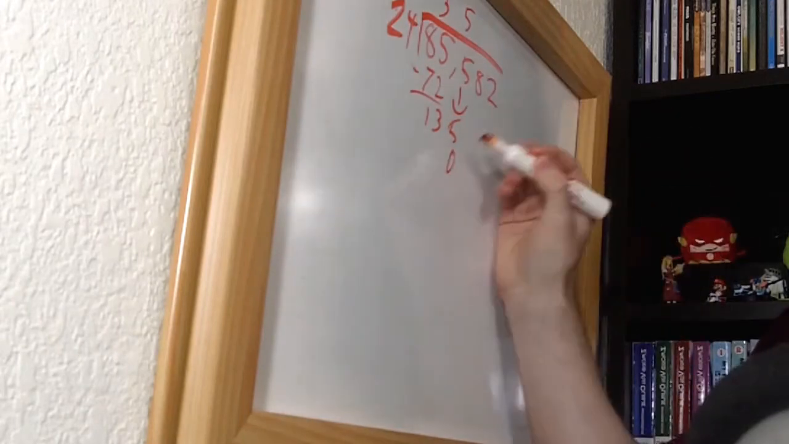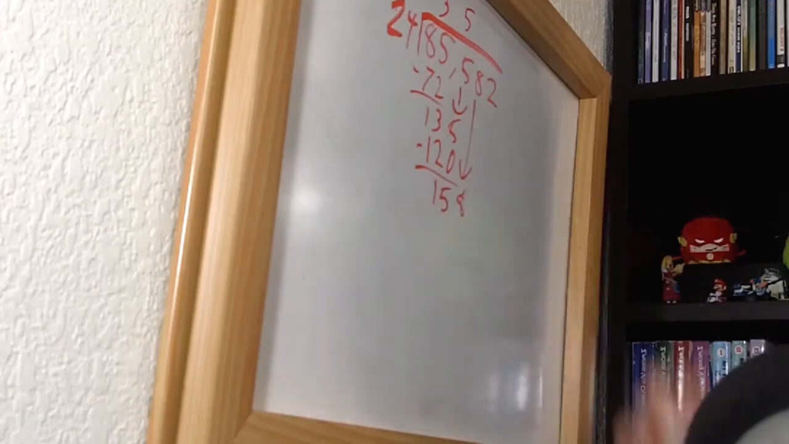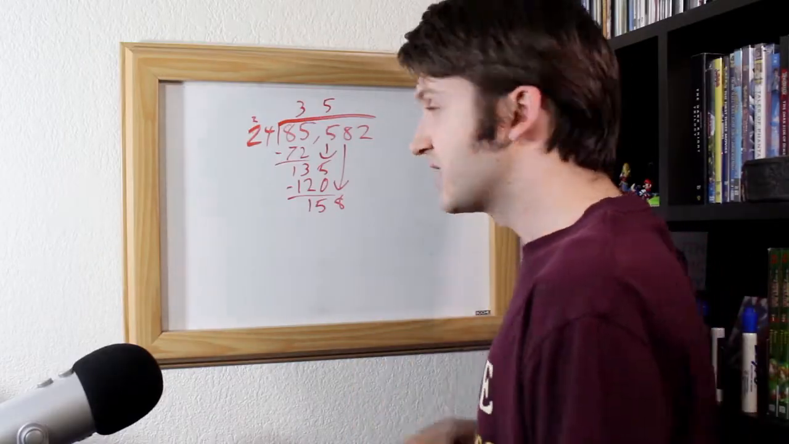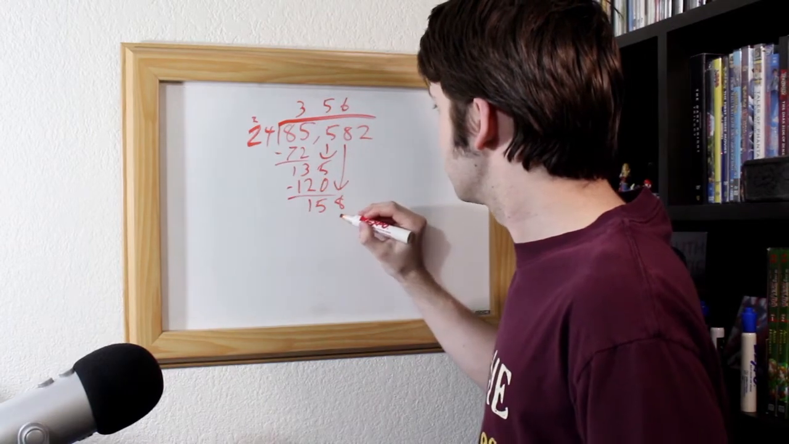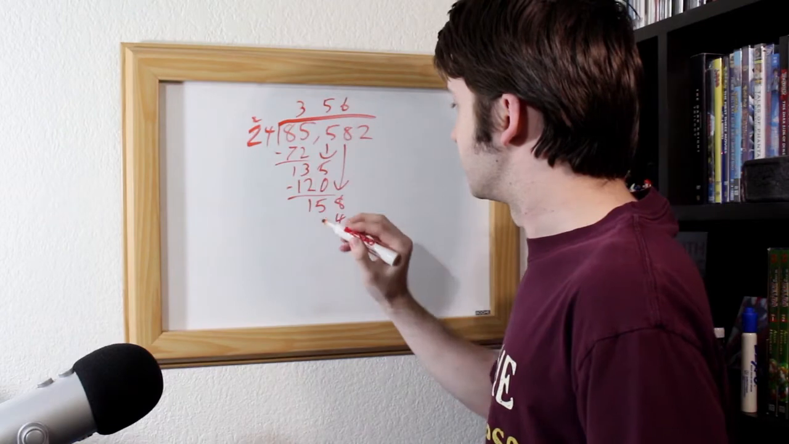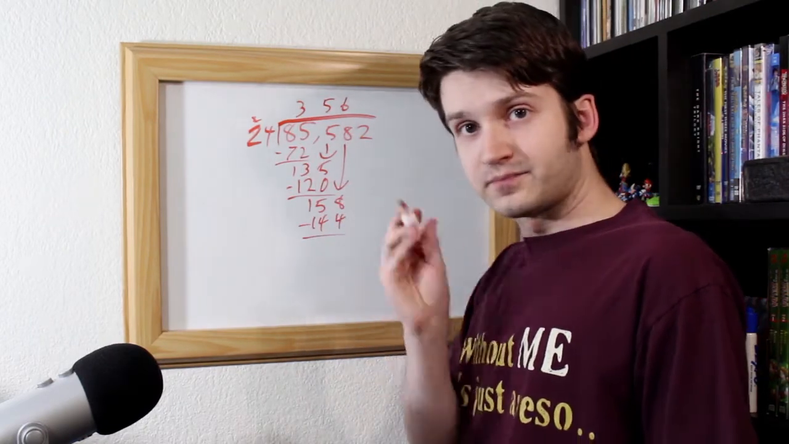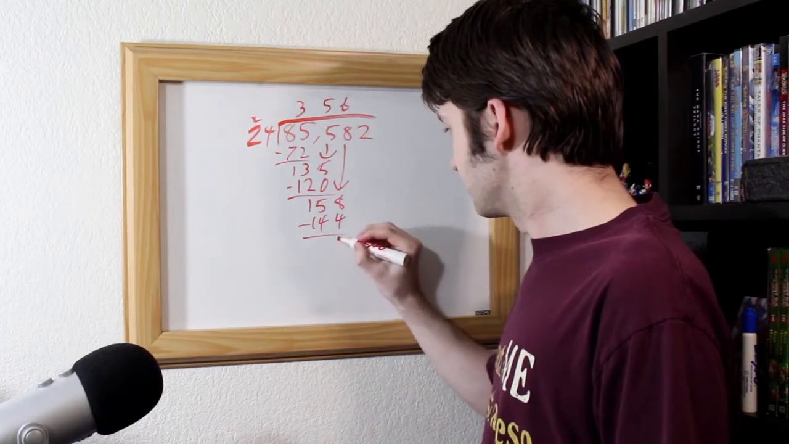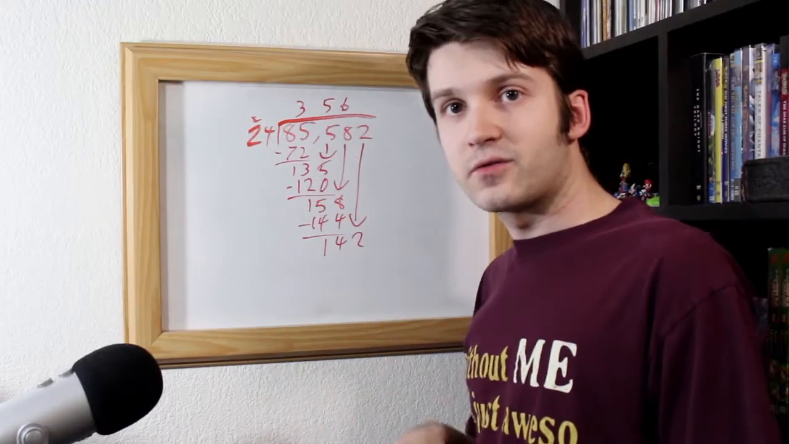5 times 4 is 20. Minus is 15. 8. 158. I know, you know what? I'm going to skip that part because you already know. 6. 6 times 4 is 24. 22. 6 times 2 is 12 plus 2 is 14. 158 minus 144 is 14. 24 goes into 142.